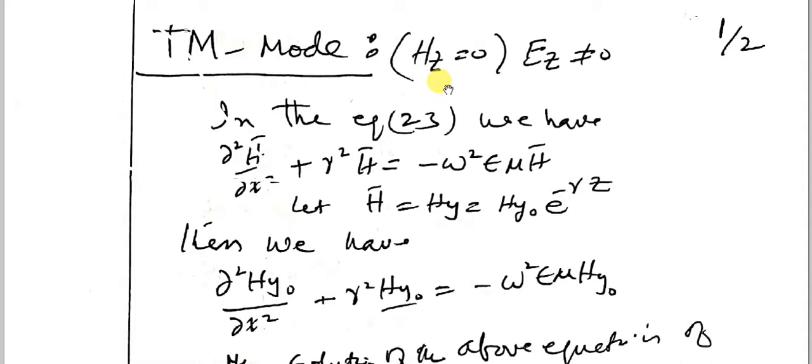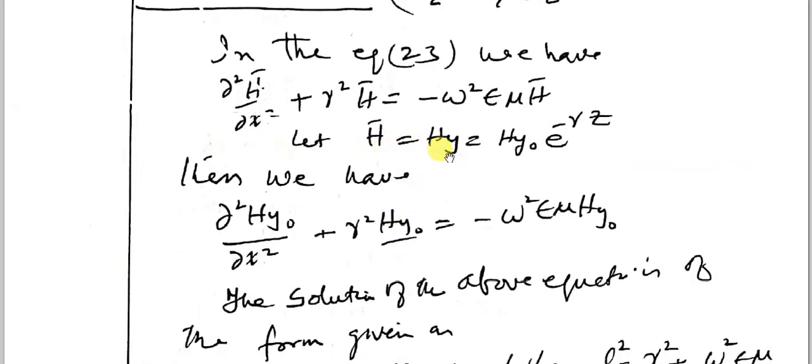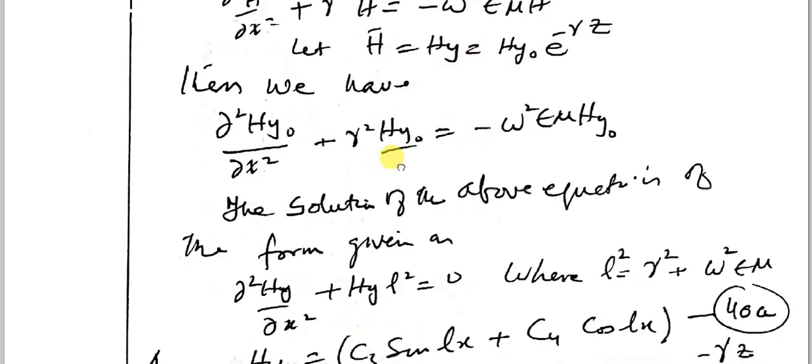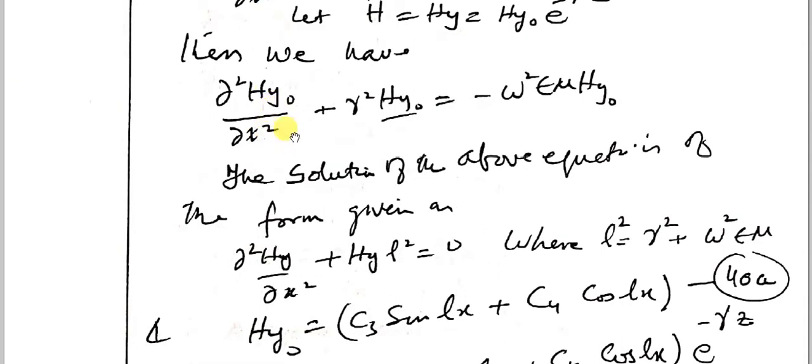the H field. In equation 23 we have delta 2 H by delta x square plus gamma square H is equal to minus omega square epsilon mu H. Since H is equal to Hy, and we take the H field along Y and the E field along X, H is equal to Hy naught e to the power minus gamma Z. Taking the second order differential and simplifying, we get delta 2 Hy naught by delta x square plus gamma square Hy naught, which is equal to minus omega square epsilon mu Hy naught.